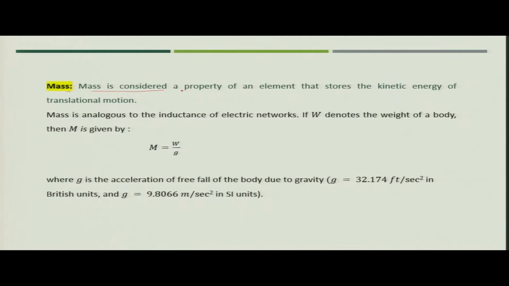Mass is considered a property of an element that stores the kinetic energy of translational motion. We can also say that mass is analogous to inductance of an electric network. If W is the weight of the body, then mass m can be given as m is equal to W by g. What is g? g is the acceleration of free fall of the body due to gravity, which is given as g is equal to 32.174 feet per second square, or in SI unit, g will be 9.8066 meter per second square.